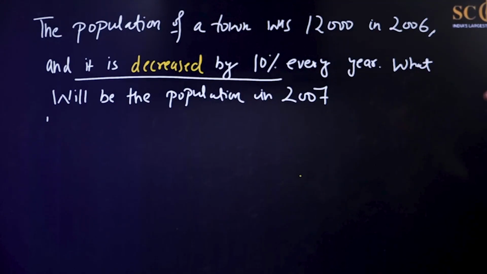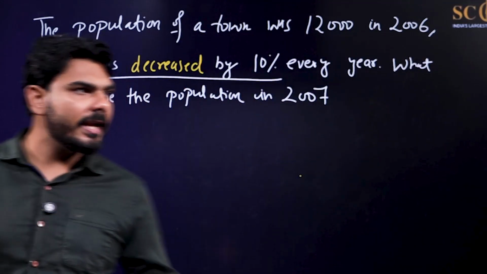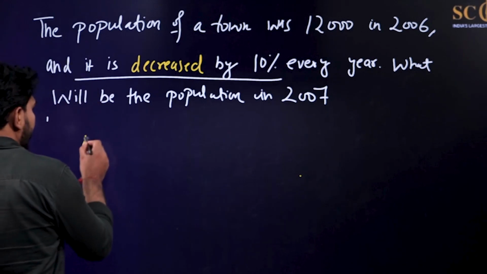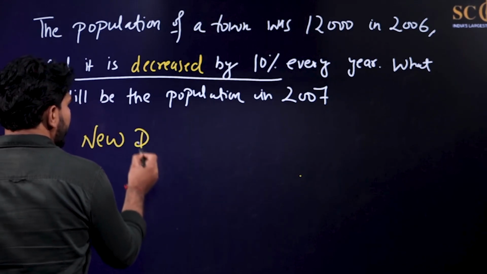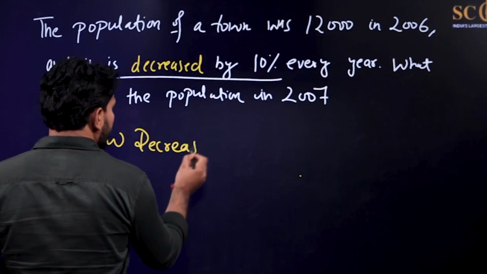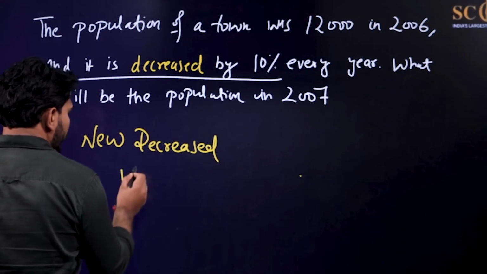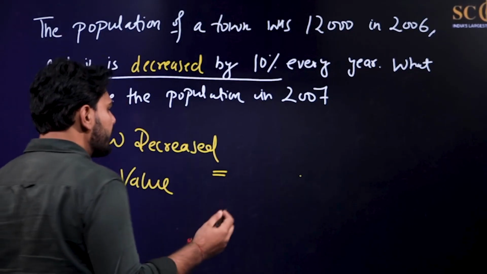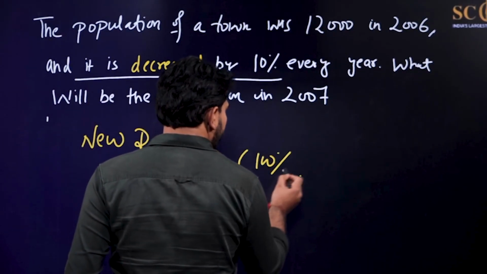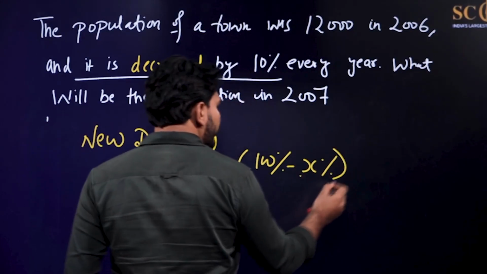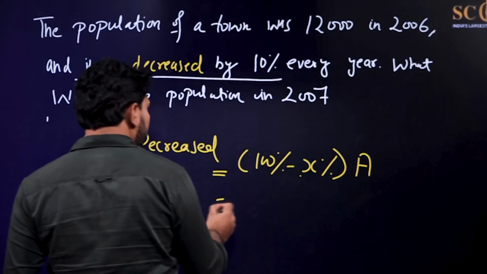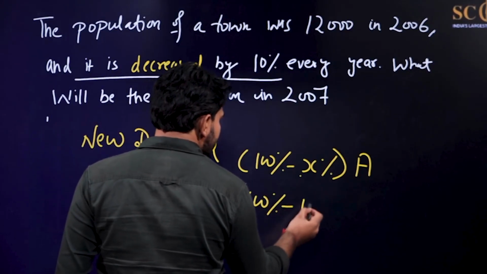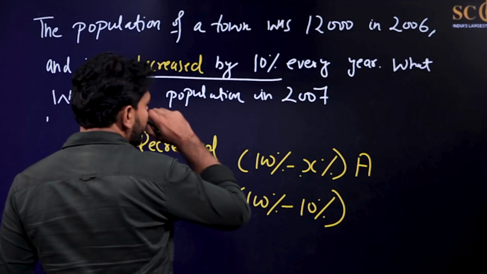Okay, friends, so let us see now. This was your question. Let us see how we can solve it. In this question, you have to find the new decreased value. I will write it like this: new decreased population, or you can write value. It will be equal to how much? Now you know the formula is 100% minus x% of the original value. So in place of x, you can write 10. So it is 100% minus 10% of 12,000.